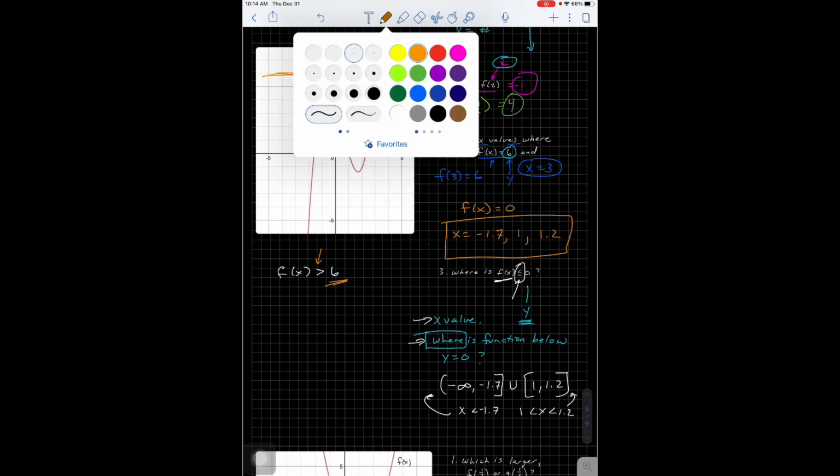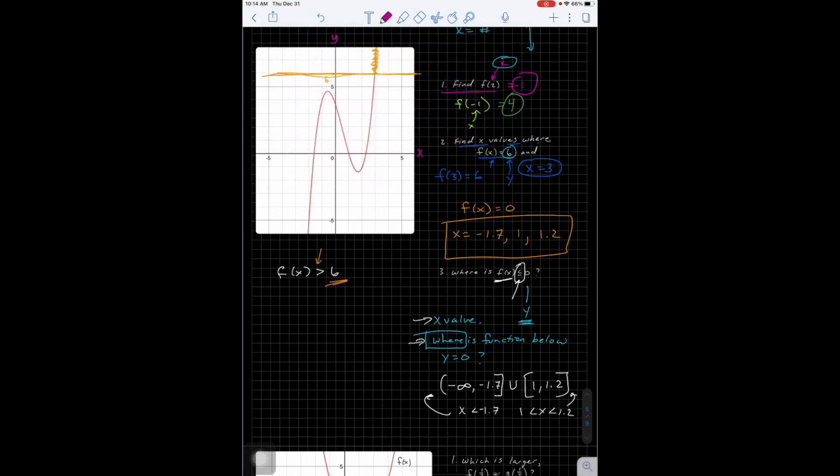Okay, now where does that happen? I need x values. So let's go down. Let's take this value and figure out what the x value is. 1, 2, 3. So it's 3 and everywhere to the right of 3. So that would be x is greater than 3. So I would write 3 to infinity.